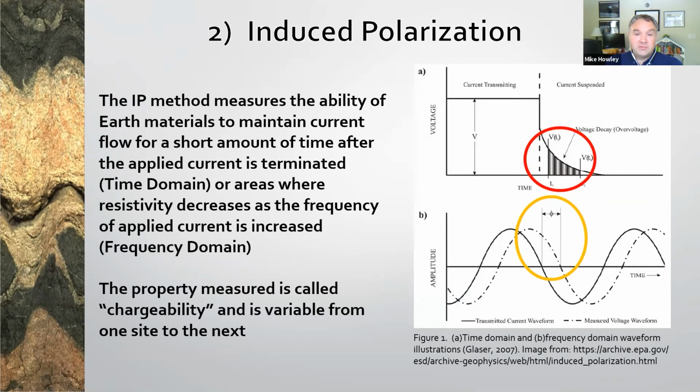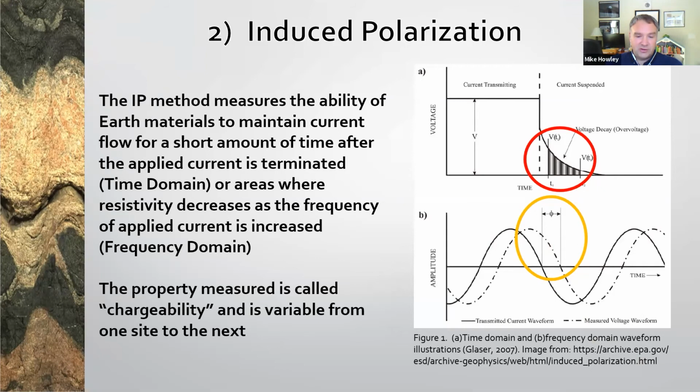The second method I'm going to discuss is induced polarization. The IP method measures the ability of the earth materials to maintain current flow for a short amount of time after the applied current is terminated. This is the time domain version of IP. In the diagram, with time on the horizontal axis, you have a voltage that is turned off. The residual voltage that remains is measured by the instrument. This is the chargeability anomaly.